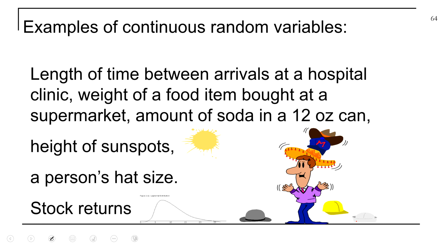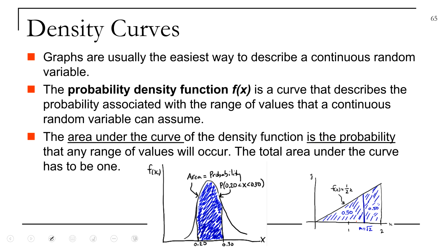Examples of continuous random variables, things you measure: stock returns, a person's height, the height of sunspots, amount of soda in a 12-ounce can. Usually things you measure are continuous random variables. Continuous random variables are given or represented by what's called a density curve, a probability density function. And it's a continuous curve, and probability is given by the area under the curve.